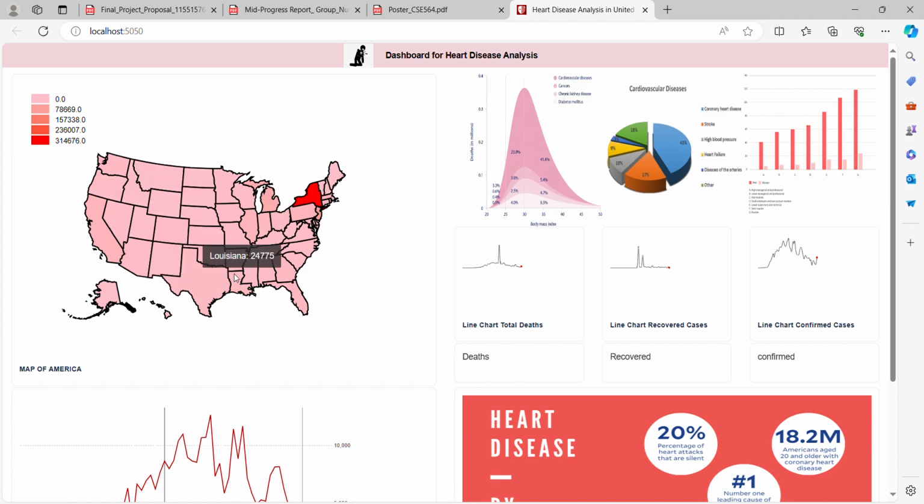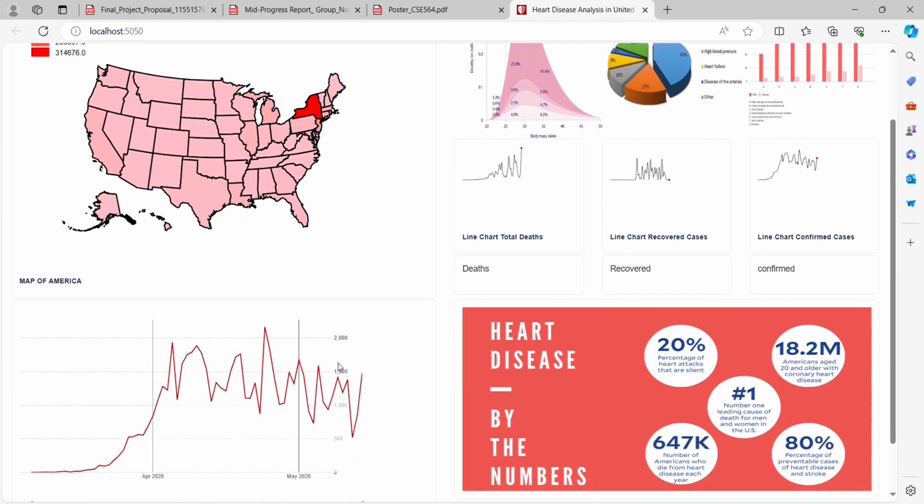This is the graph of the United States, a choropleth chart of the United States. I'm using different colors over here. The first reason I used pink is that it is related to heart disease and healthcare, and I want the user to interact more with the visualizations and the dashboard, so that's why this color was chosen. Each region on the map is shaded based on the value of the variable being presented. New York has the highest death rate, so its color is dark red. You can see the interactions as well.